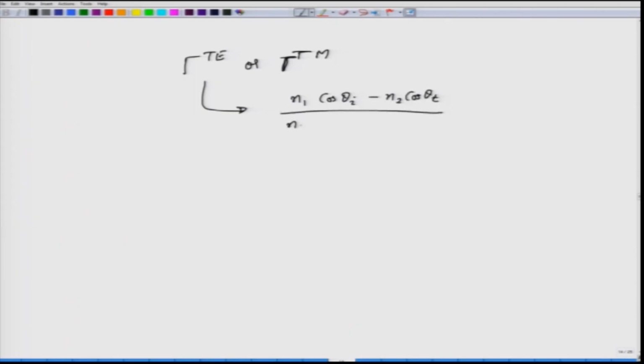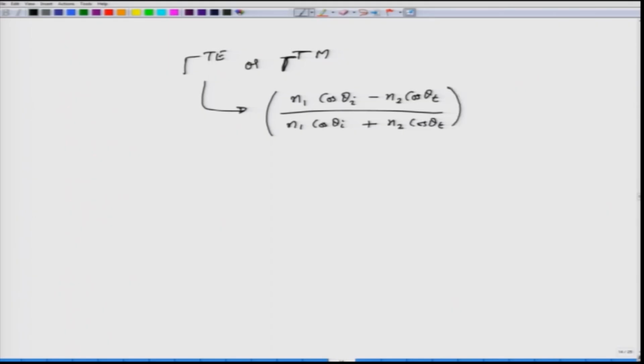This is not the complete story. There is one additional thing that I would like to talk about regarding total internal reflection. If we go back to the expressions for gamma TE or gamma TM, let us go to the expression for gamma TE, which is given by N1 cos theta I minus N2 cos theta t divided by N1 cos theta I plus N2 cos theta t.